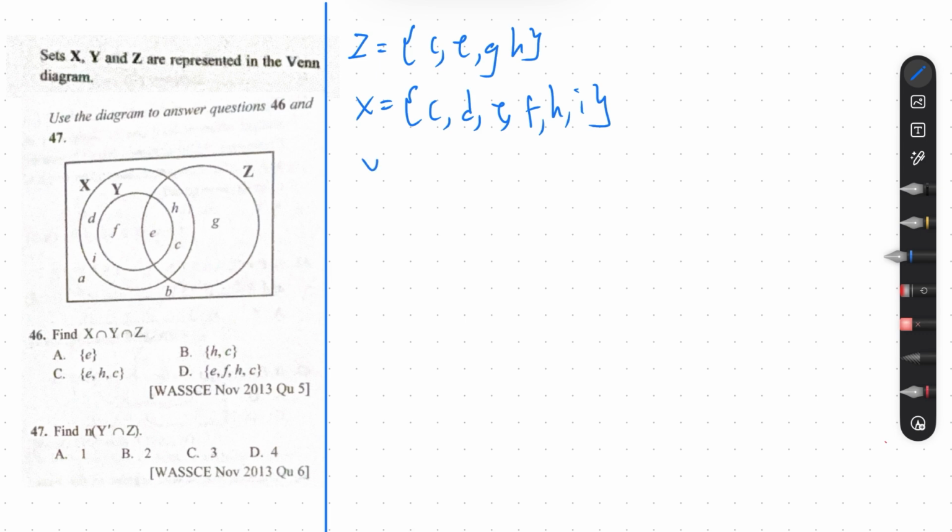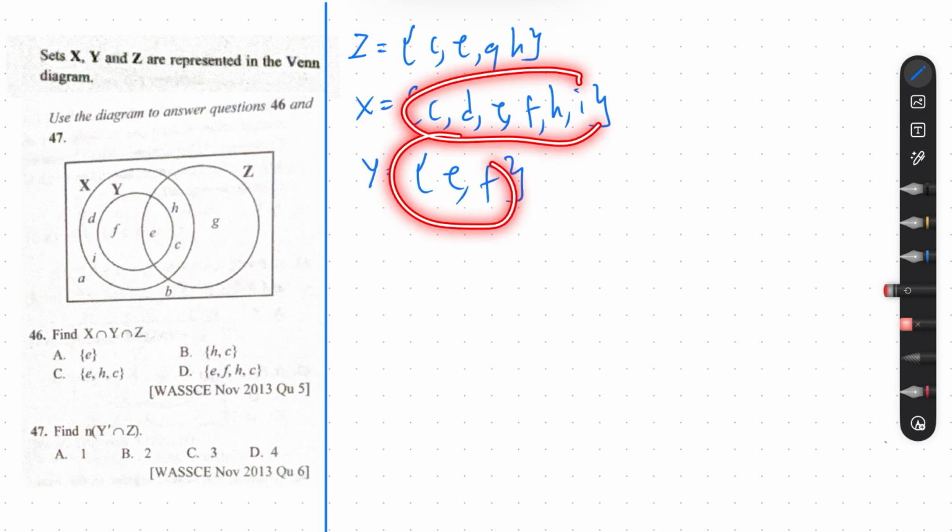Now let's look at Y. What is Y? Y is this small circle right here, and this is F and E. Okay, so write it down: E, F. So these are all our sets, right? Now the first question says, find X intersection Y intersection Z. What this means is the element that is common to this, common to this, and common to this.